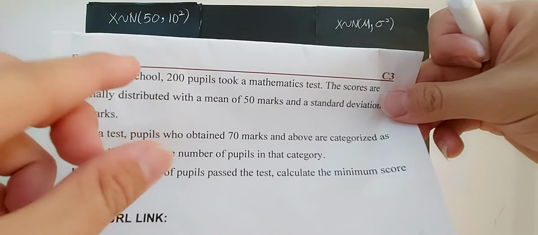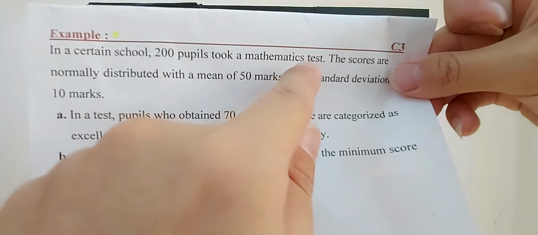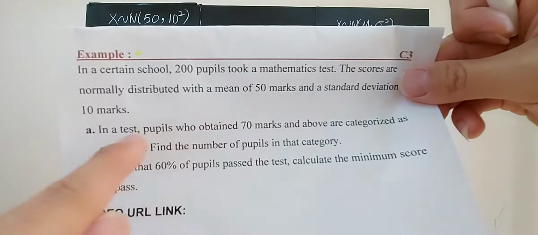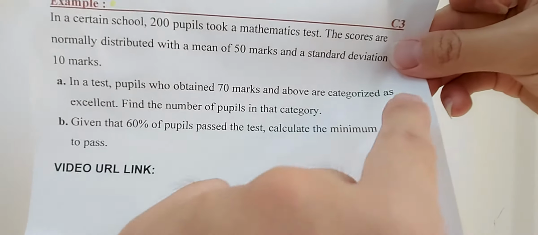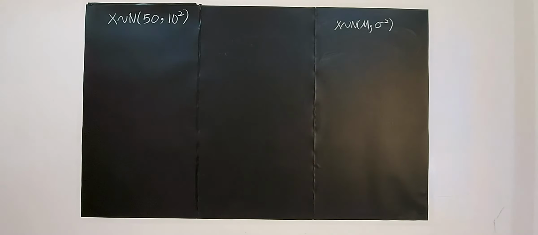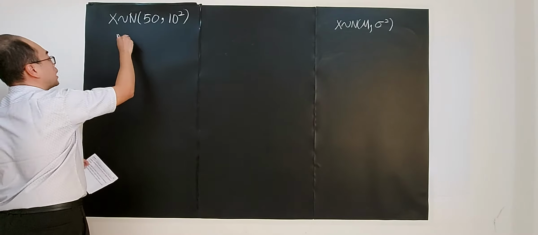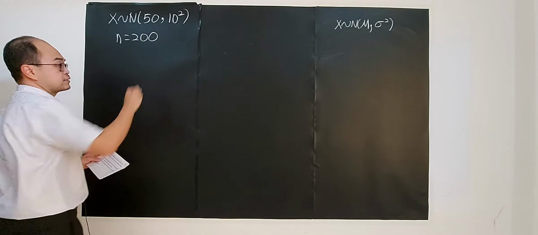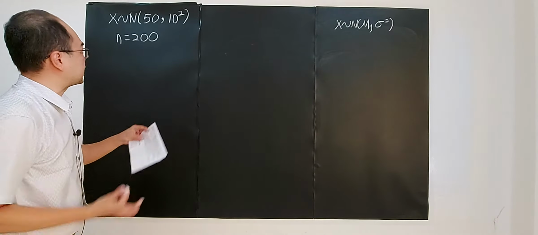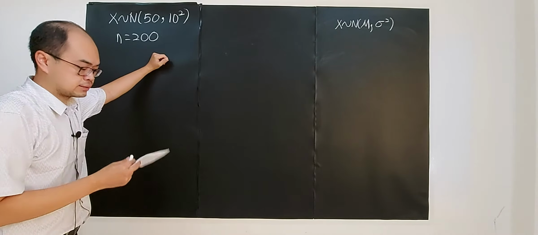Peratusan, berapa peratus daripada 200 pelajar ini yang ambil mathematics test mencapai kecemerlangan, right? Means that 70 marks and above. So we need to calculate the probability first, right? There are 200 pupils who take the test. How many percent from the 200? Definitely not all were getting excellent, no.